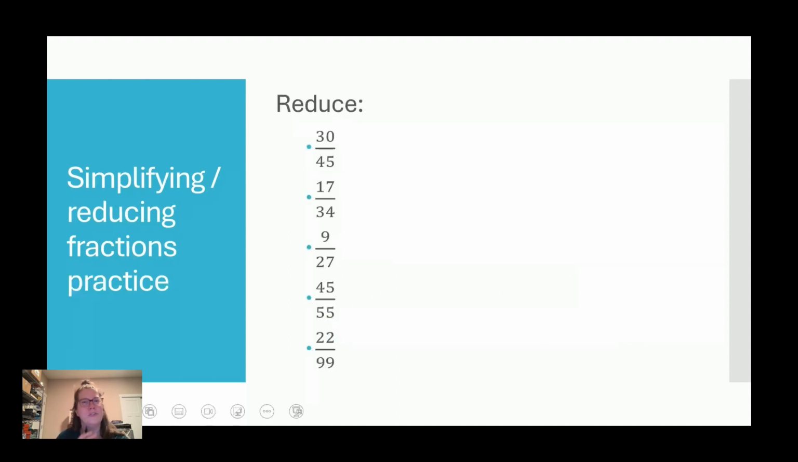So let's do some quick practices. If you want, pause right now and try these on your own. But I'm going to do them too. So I'm going to divide by 5 on the top and the bottom. 6/9. Ooh, I could keep going from 6/9. I'm going to divide by 3 on the top and the bottom. Get 2/3. Can't go any farther than that. This is a tricky one. Do you know how to multiply to get 34? I do. It's 2 times 17, which means I could take 17 out of both of these. And this is actually just 1/2.